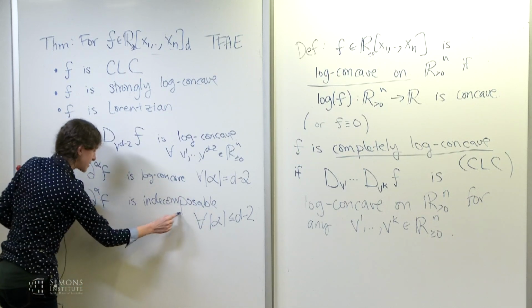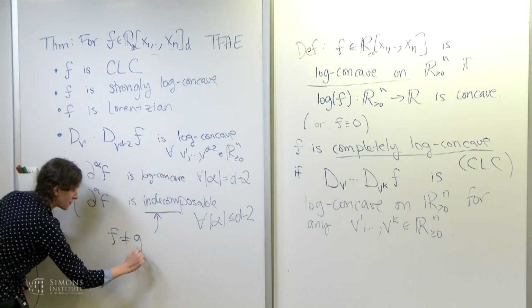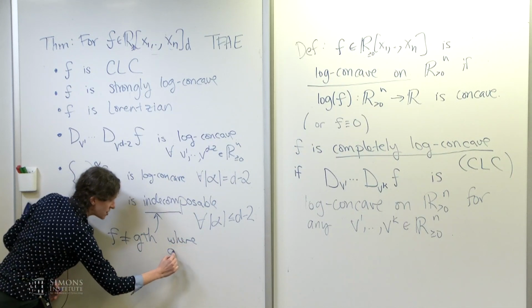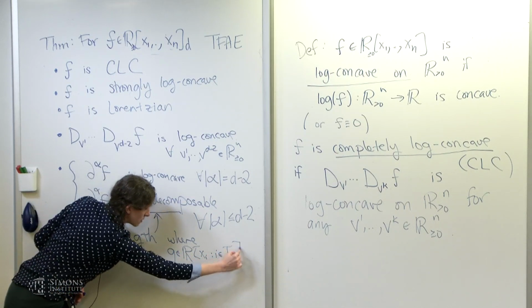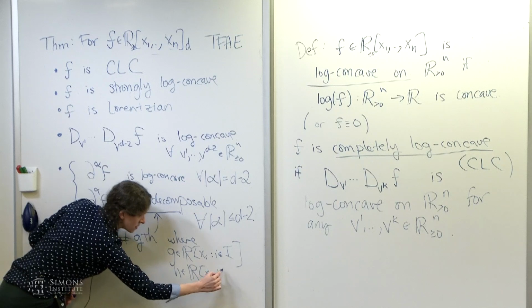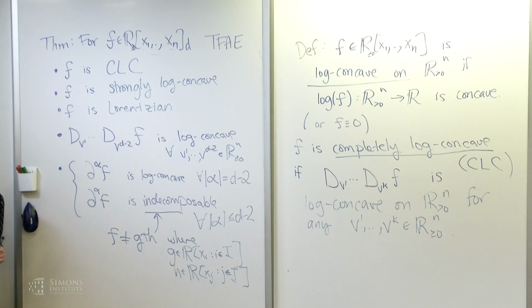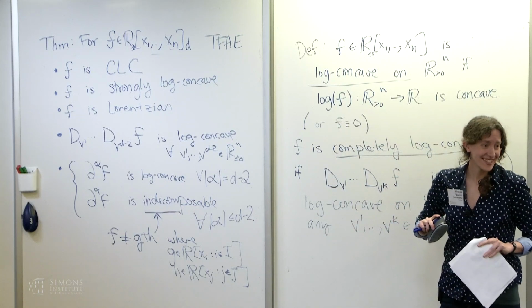So this is really just f does not equal the sum of two non-zero polynomials, where g is in one set of coordinates and h is in some other set of variables. That's what I want to avoid. For this talk, I'm going to call them indecomposable. Other questions?